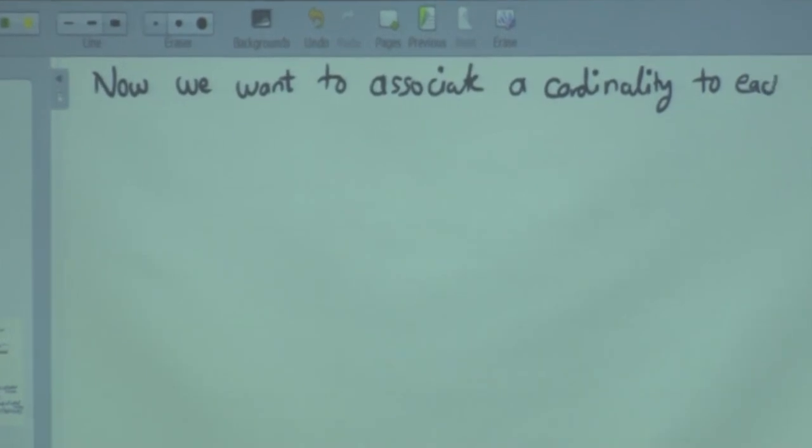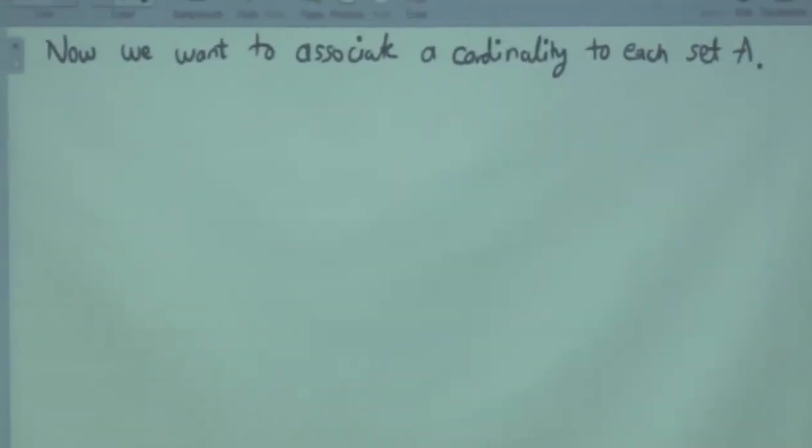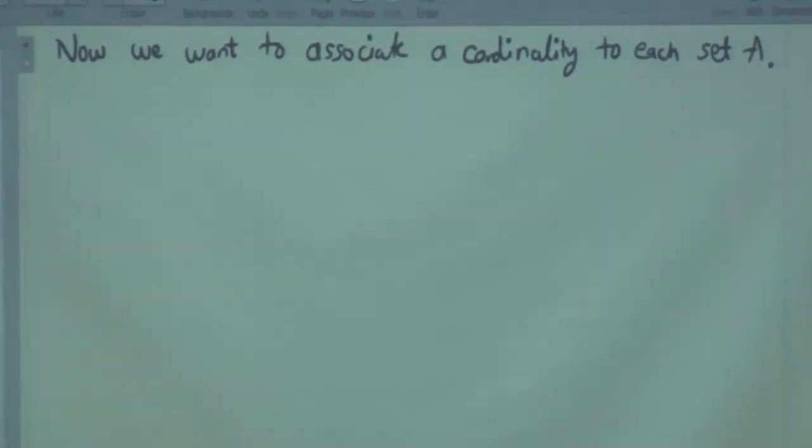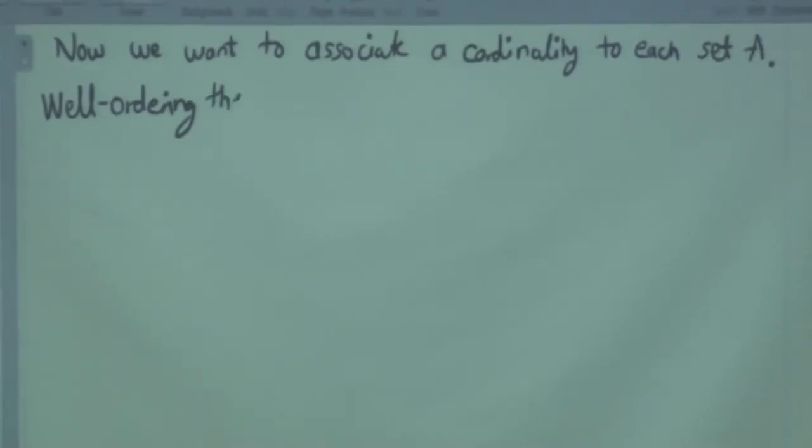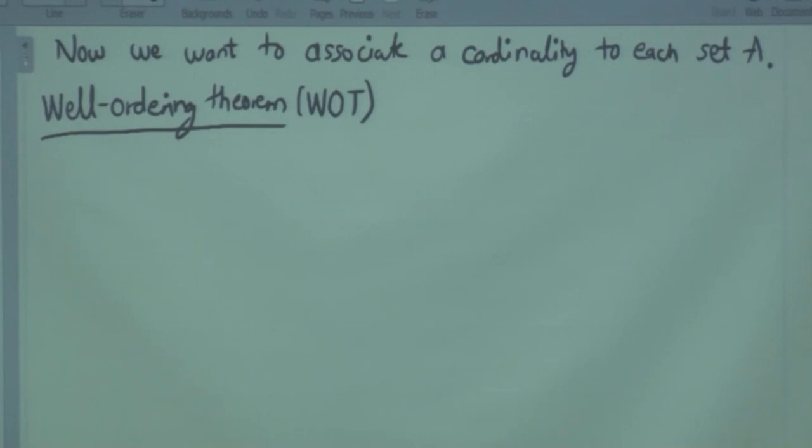Okay. So, now we want to describe, want to associate a cardinality to each set A. What will be the cardinality? It will be a cardinal number. But before we do this properly, we will need to assume one more statement. Yeah, that is an axiom, or in normal terms, it's called a theorem. I will tell you its history. It is called well ordering theorem. In short, WOT. Okay. Let me write it down first and then I will explain the history of this statement.